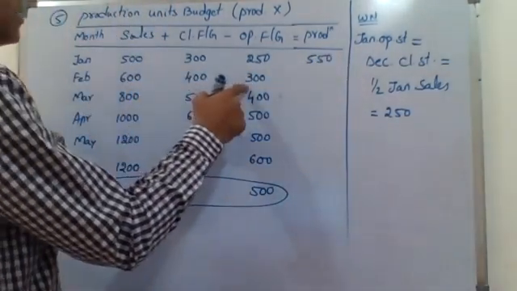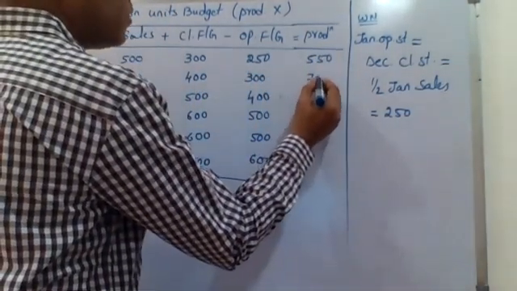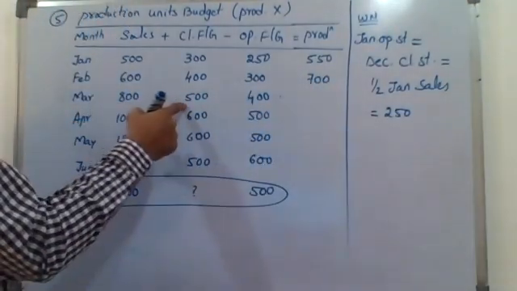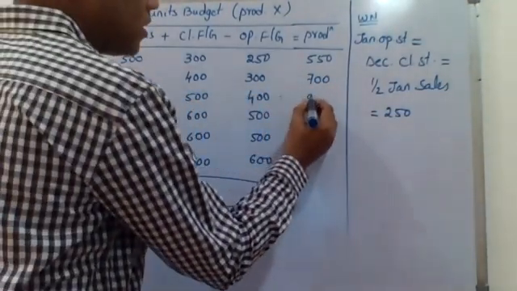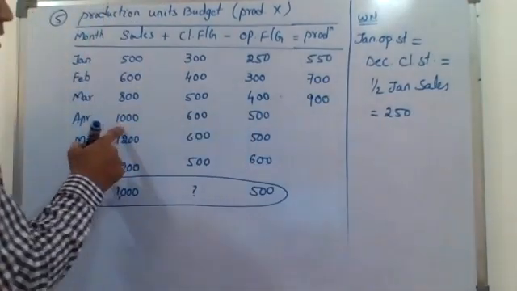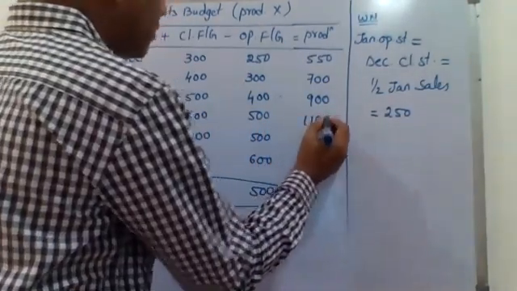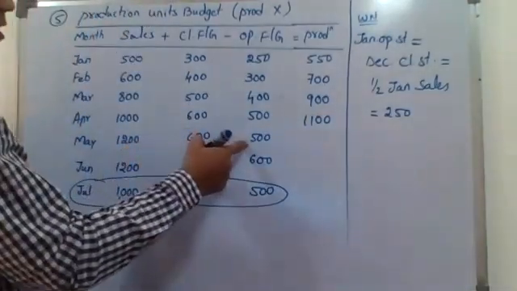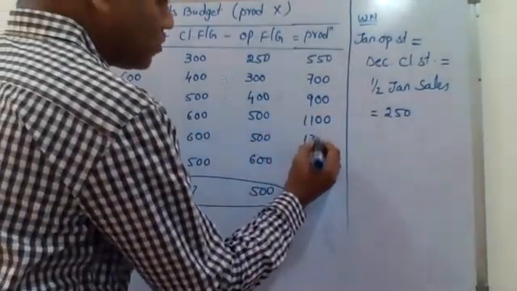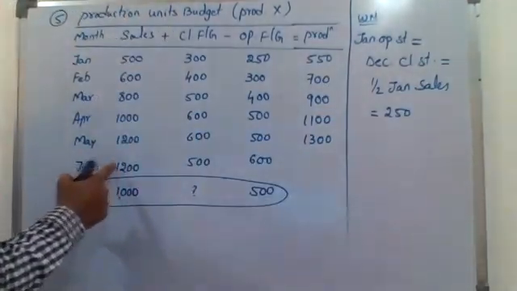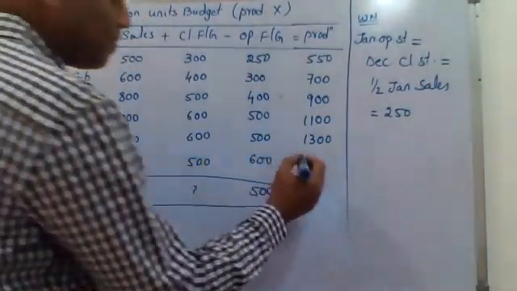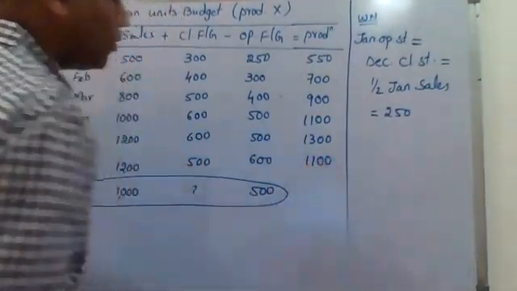600 plus 400 minus 300 comes to 700 units. 800 plus 500 minus 400 comes to 900 units. 1000 plus 600 minus 500 comes to 1100 units. 1200 plus 600 minus 500 comes to 1300 units. 1200 plus 500 minus 600 comes to 1100 units.